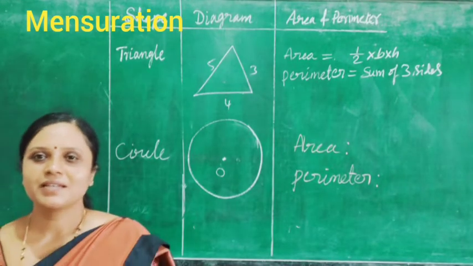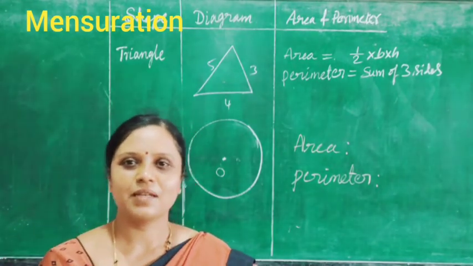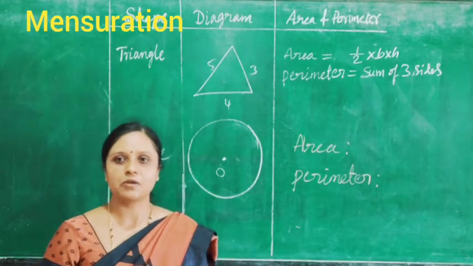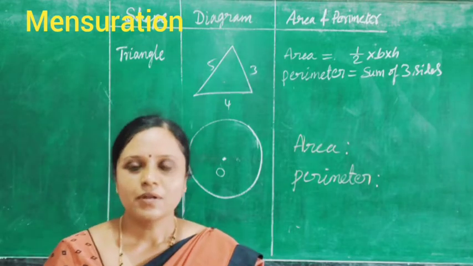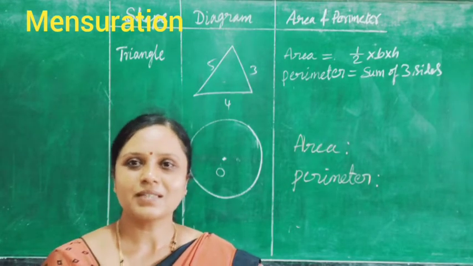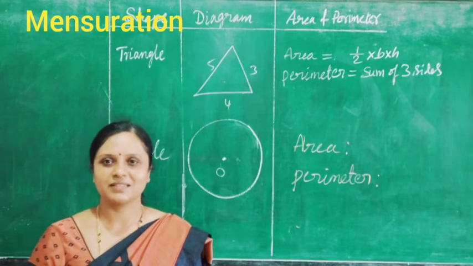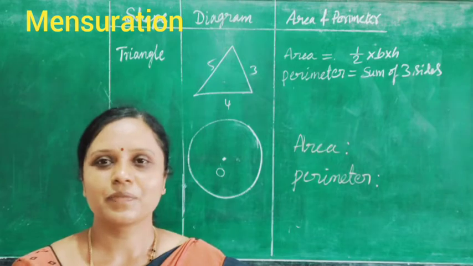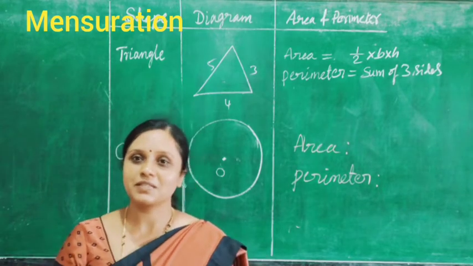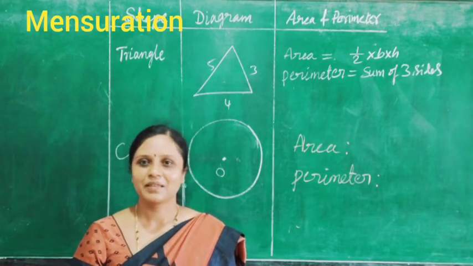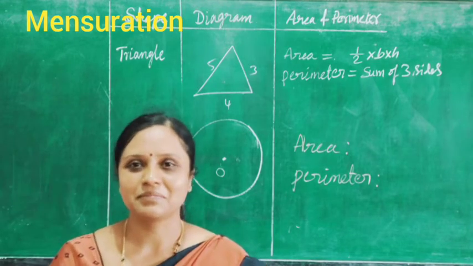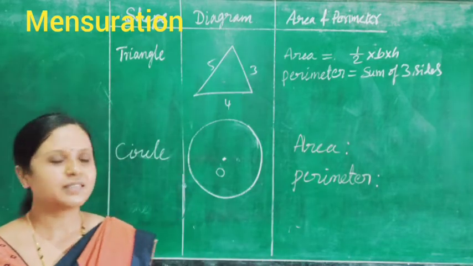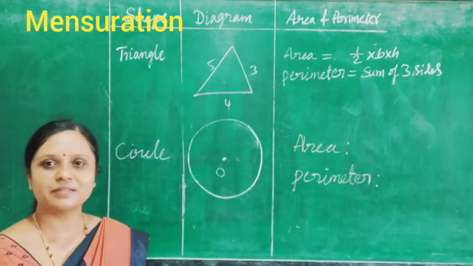So far we have studied the area and the perimeter of some shapes like rectangle, square, triangle, parallelogram and all. Now we will learn about the area and the perimeter of the circle. Finally, we come to the circle. A circle is not a polygon. It has no sides. So how to find its area and perimeter?